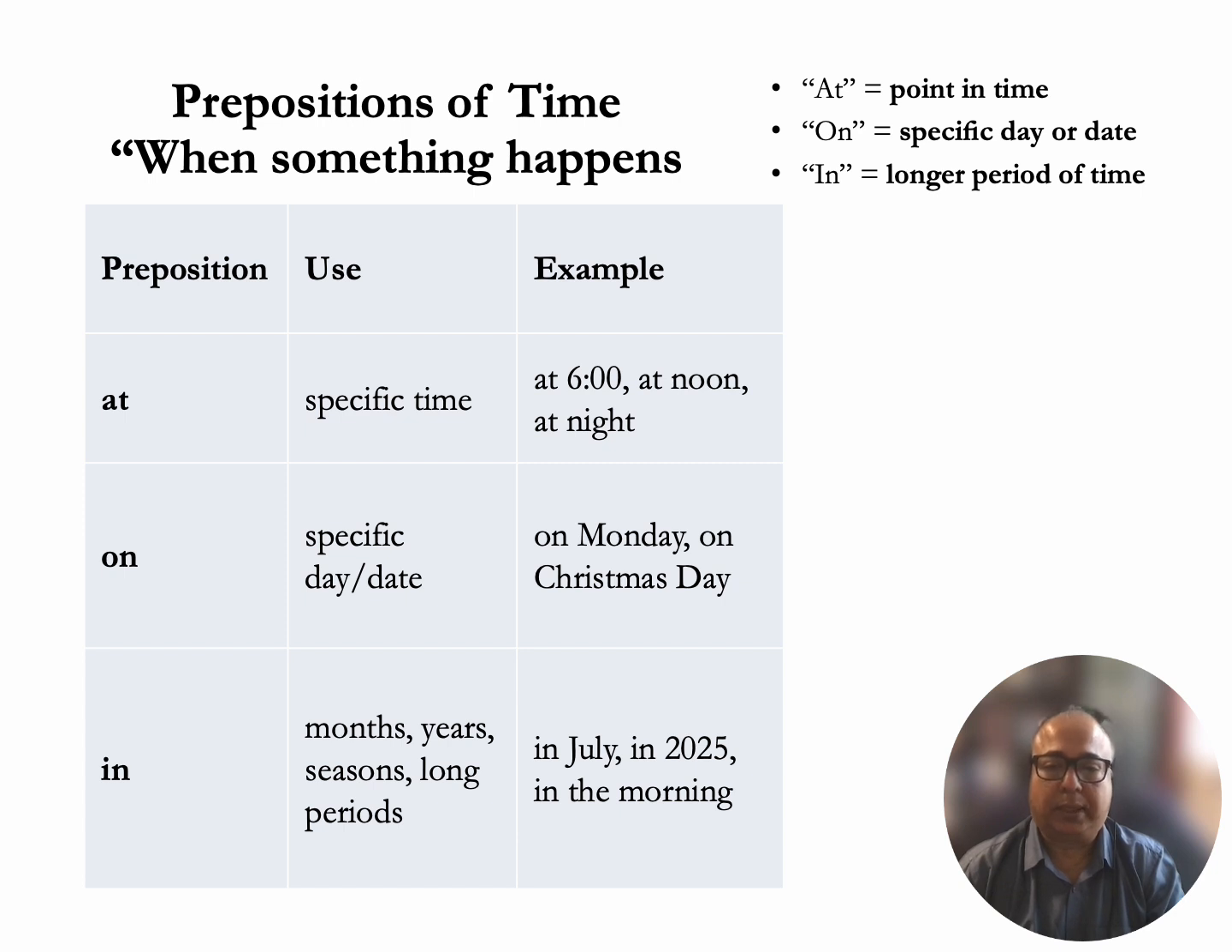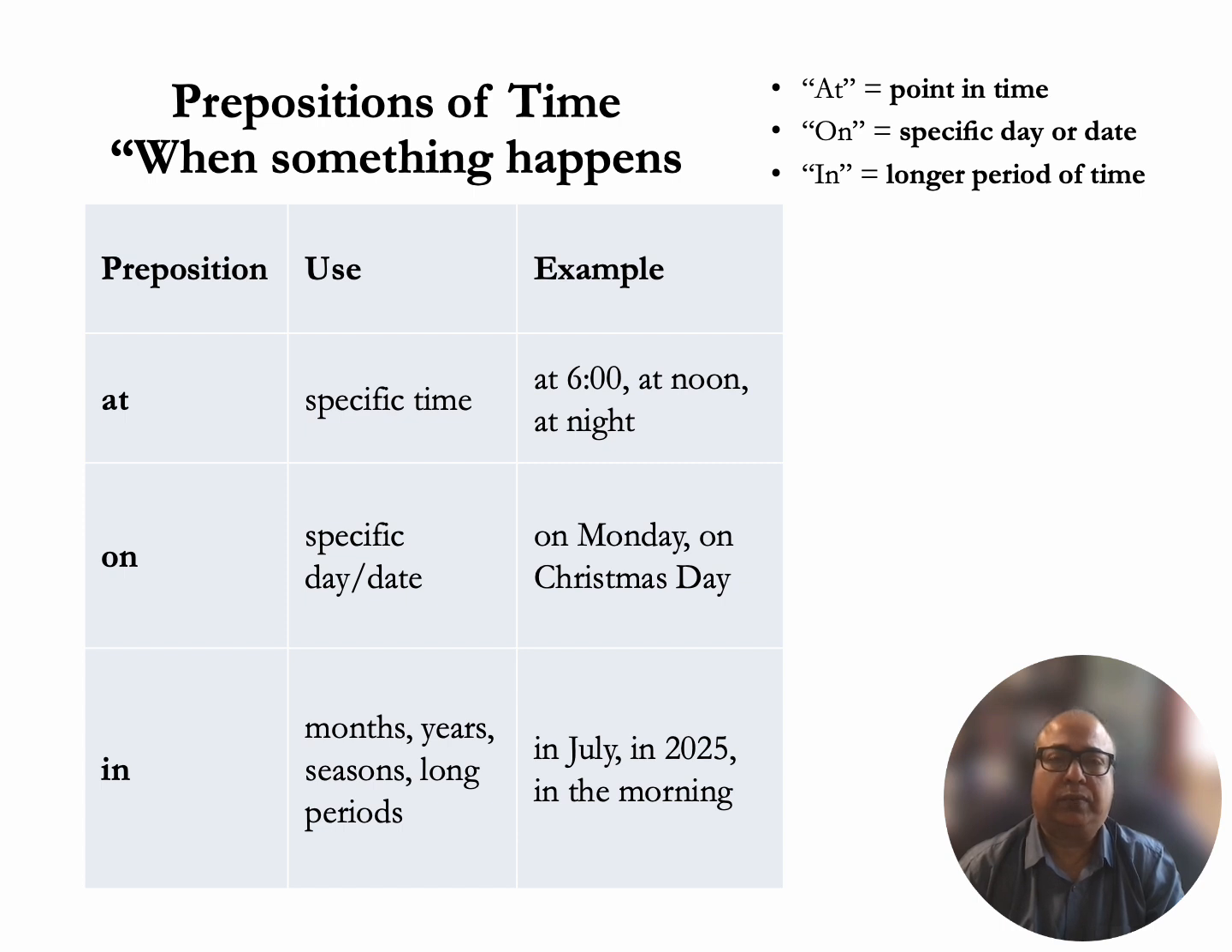Now, there are prepositions of time that explain when something happens. Like at is a point in time, on is a specific day or date, and in is a longer period of time. So at 6 o'clock, at noon, right? At night, that's at. And on, the preposition on is used for a specific day. On Monday. So I'll see you on Monday. On Christmas Day, right? On Thanksgiving.